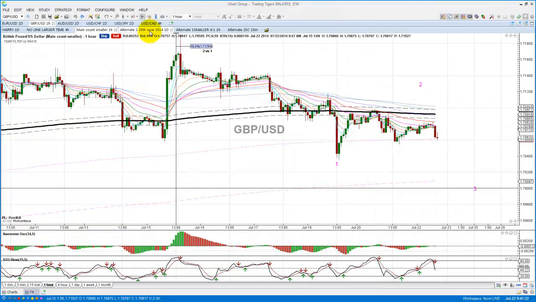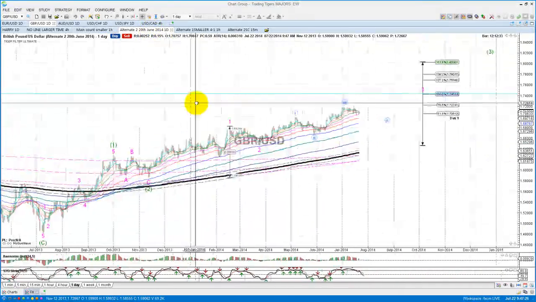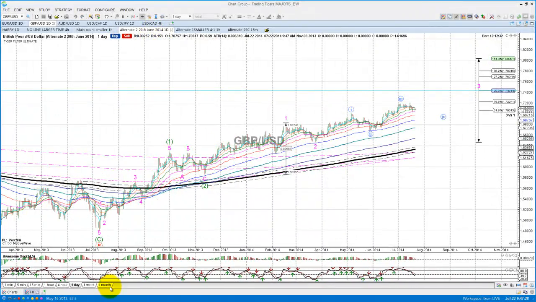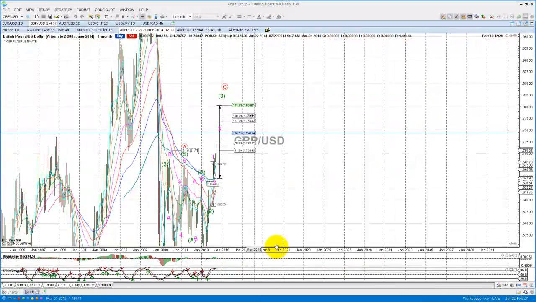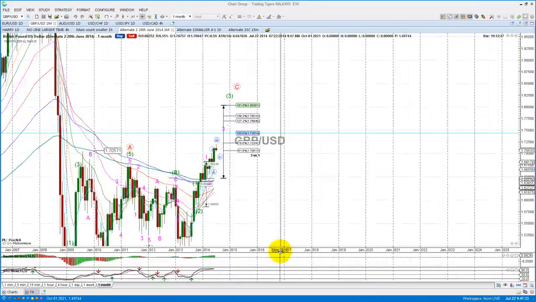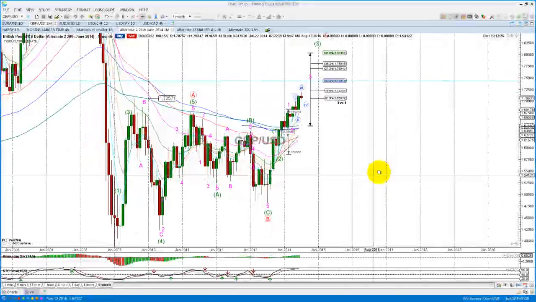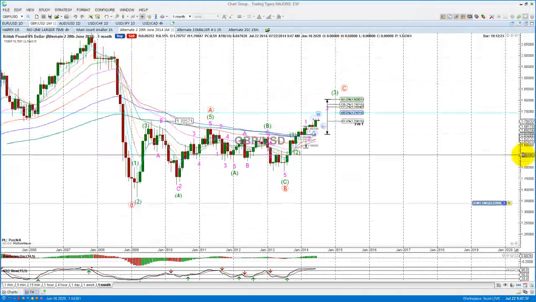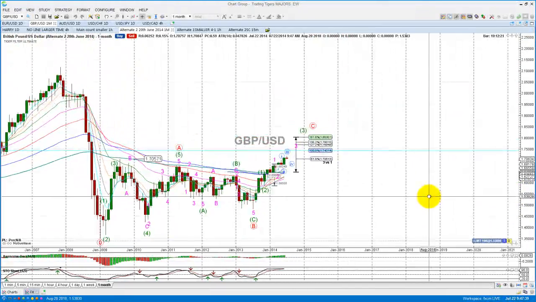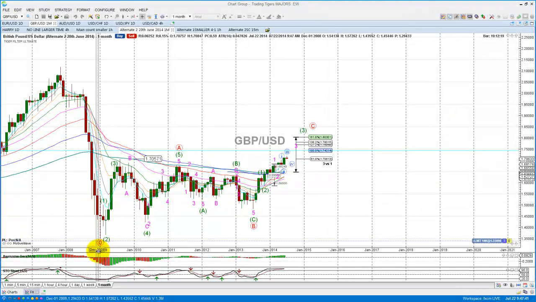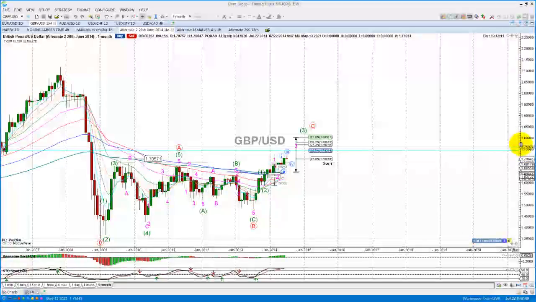Okay, now let's move to the alternative wave count, and here we have the alternative wave count. We take it to the monthly chart, we can see now what we're looking at. We're looking the other way. We're looking that price is going up, and we started our wave count from the primary at the low here on 2009, and we're in an A, B, C correction.